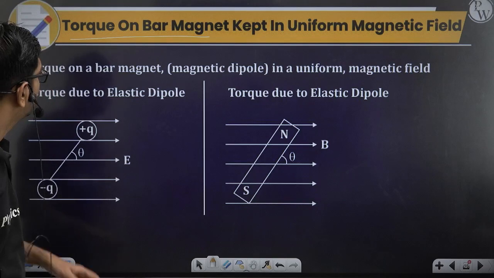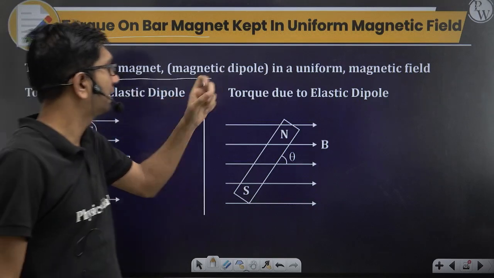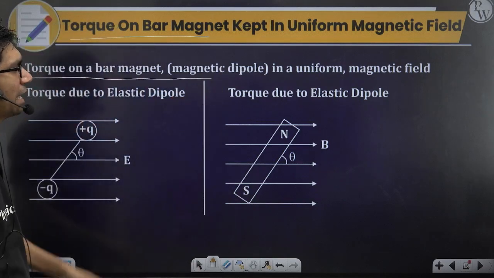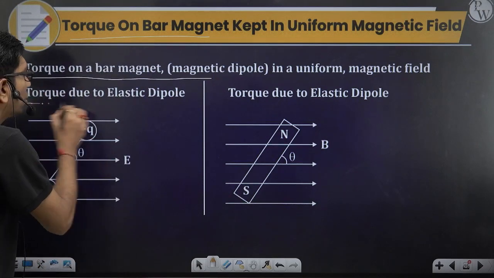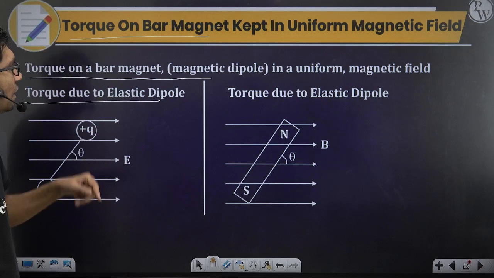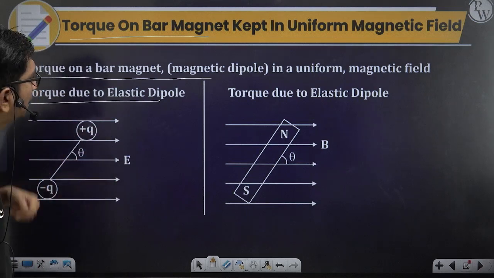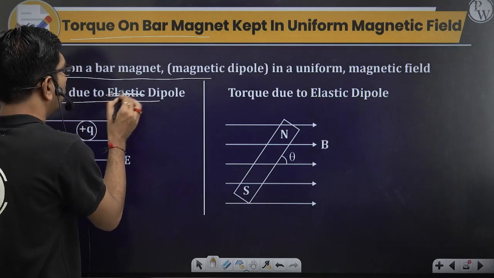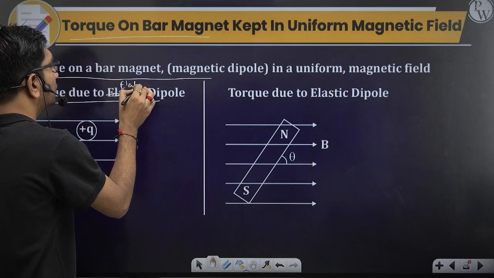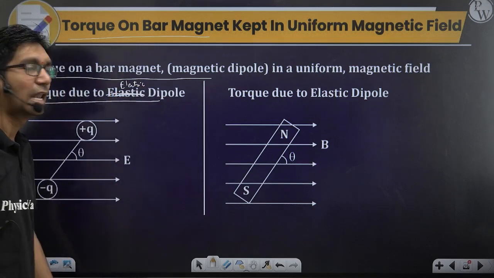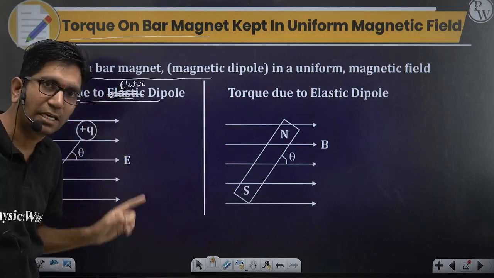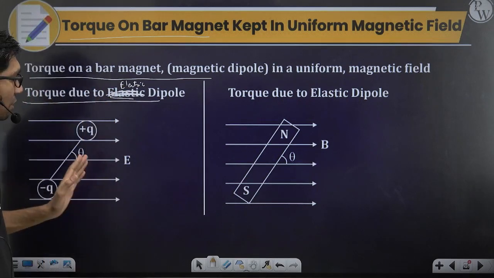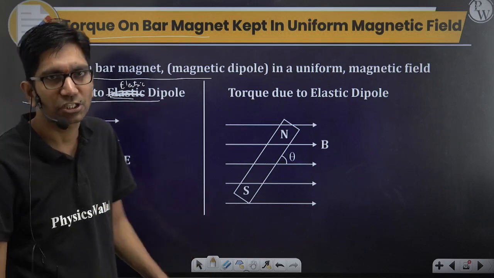Okay, so here, torque on a bar magnet due to the magnetic dipole in a uniform magnetic field. See here, torque due to electric dipole, so here it is a mistake. They mentioned elastic dipole, so it is wrong. Torque due to electric dipole, as everyone knows, we have learned this in electric charges and field.